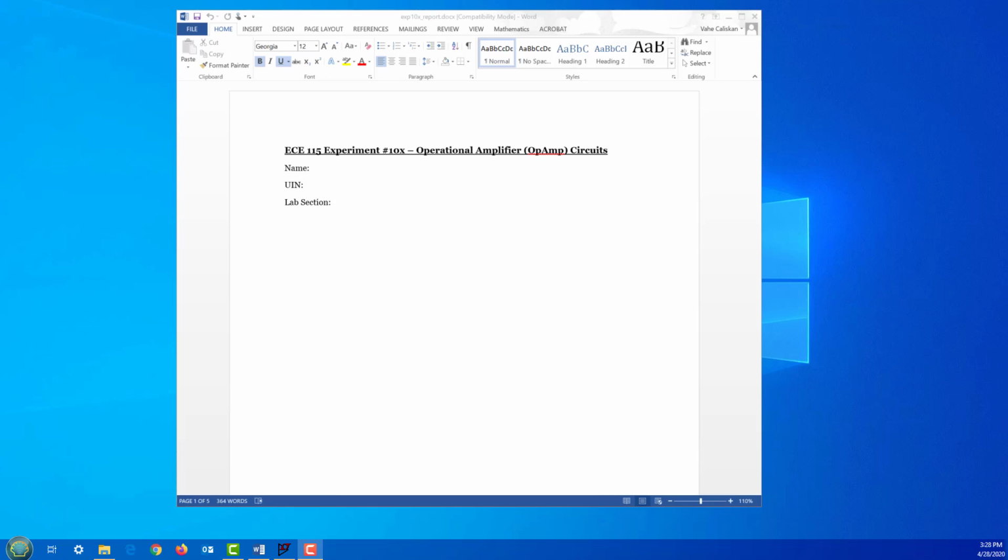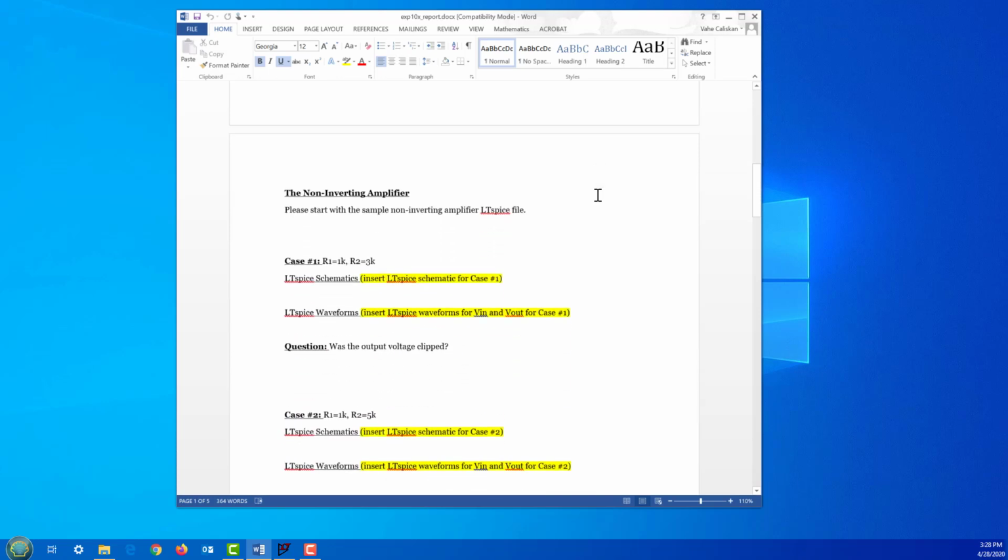Okay, so name, UI, and lab section is as before, right? And it's got a part. The first part is about the non-inverting amplifier. Again, it'll ask you to start with the sample non-inverting amplifier LTspice file first, and it's got a bunch of cases. It'll say, let R1 equal 1K, R2 equal 3K. So you have to go to the sample file that I send you and plug in those values, run the simulation, insert the schematic as it shows right here, insert the waveforms, and then answer the question that's asked, which is, was the output voltage clipped?